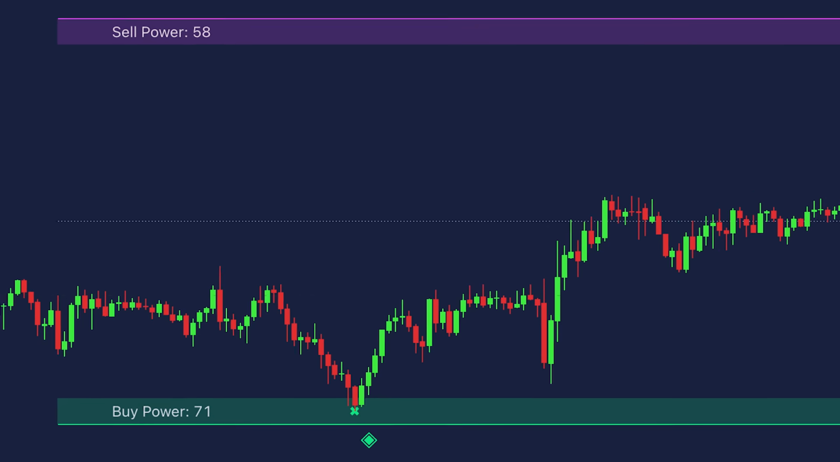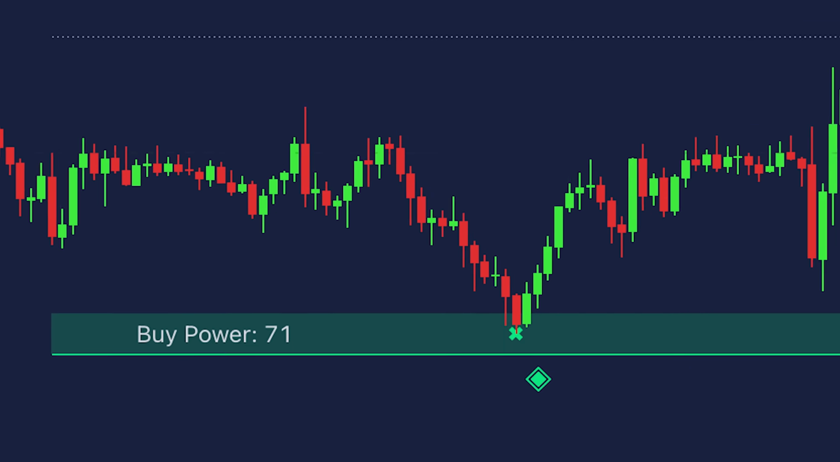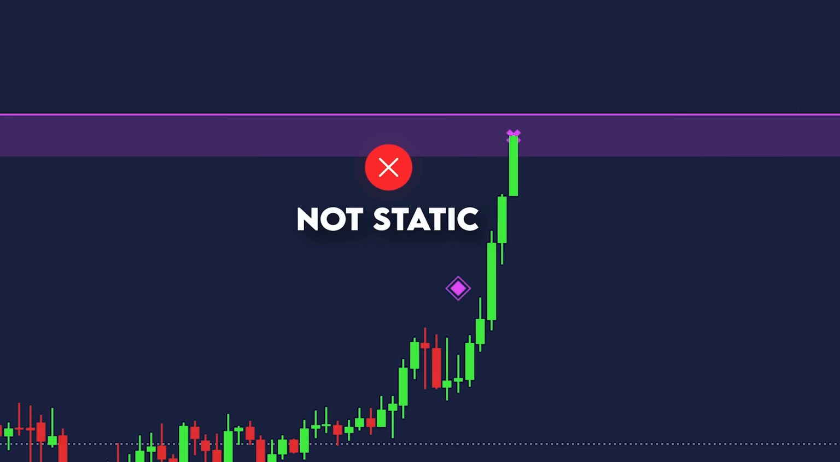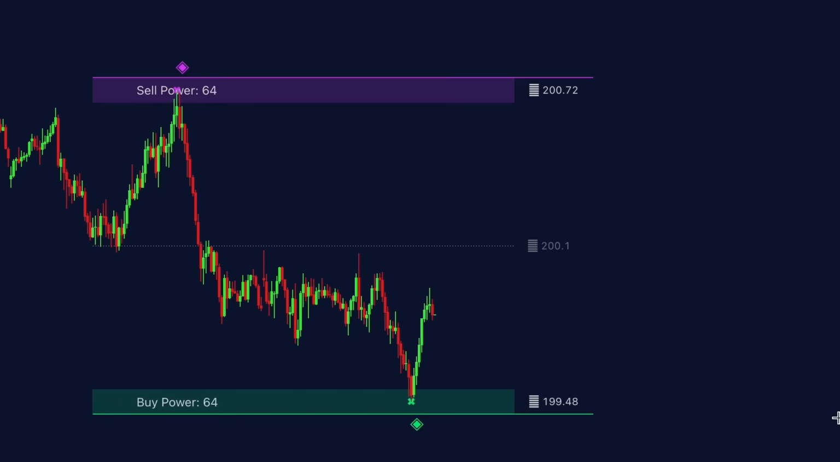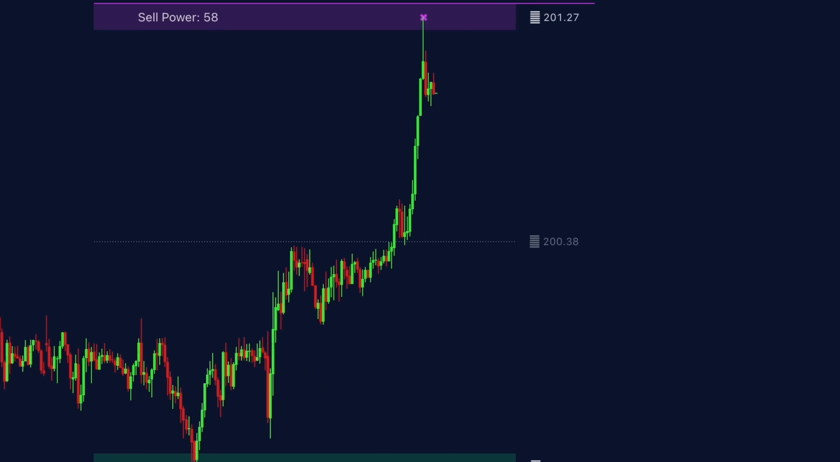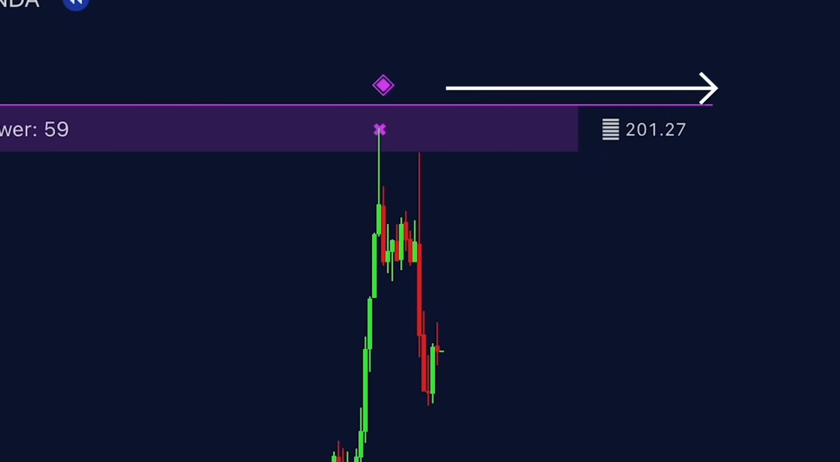Now, when you take a closer look at this indicator, you'll see it's made up of several powerful components. First are the dynamic support and resistance zones. These aren't just static lines. They're adaptive channels that identify the highest and lowest prices within a defined range, automatically adjusting to market conditions and extending into the future for forward-looking analysis.